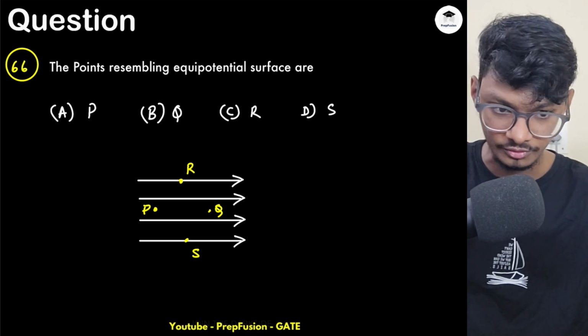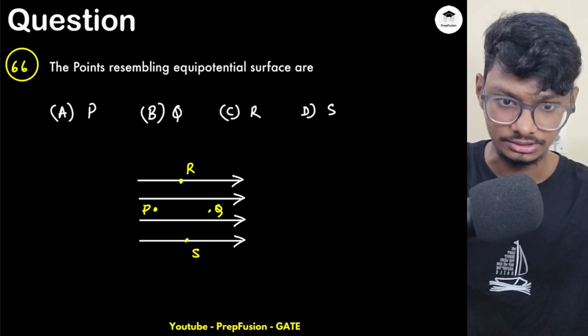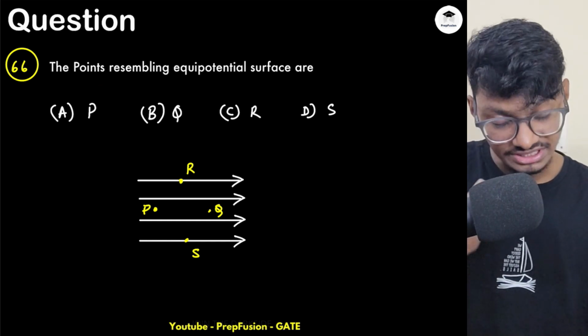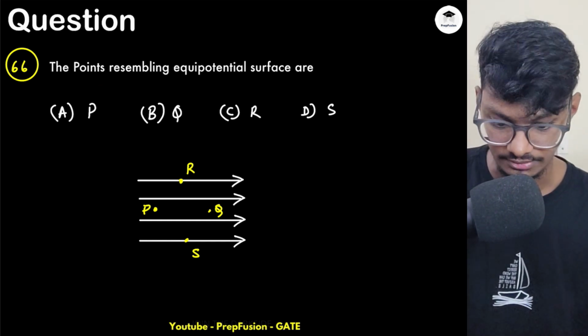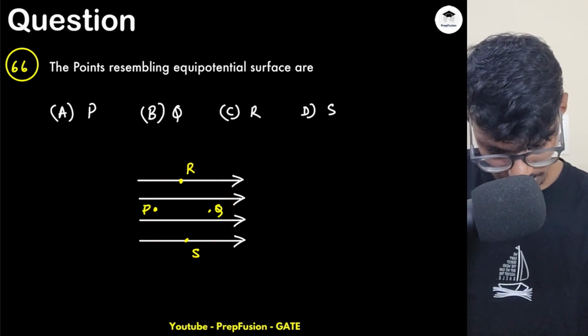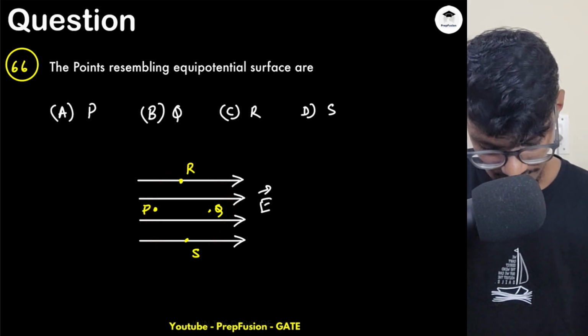Now we will do a few questions, and then we'll wrap up this lecture. So can you solve this question? The points resembling equipotential surfaces are. So here are four points which are on equipotential surfaces. This is actually electric field lines, right? Electric field lines.